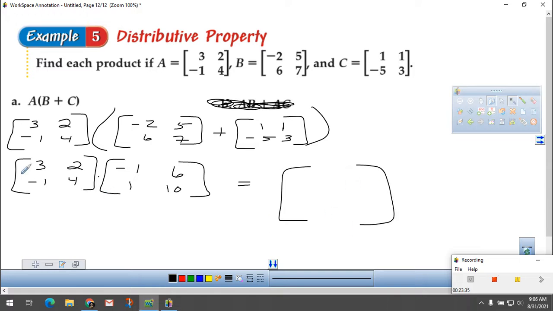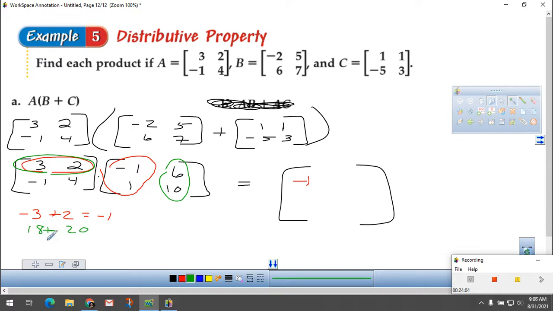So let's do row times column. So let me put that down here. So I'm doing row times column. So 3 times negative 1 is negative 3, plus 2 times 1 is 2. Negative 3 plus 2 is negative 1. And now let's do row times second column. So 3 times 6 is 18. 2 times 10 is 20. So that's going to give me 18 plus 20, 38.